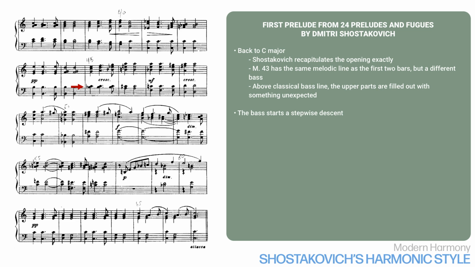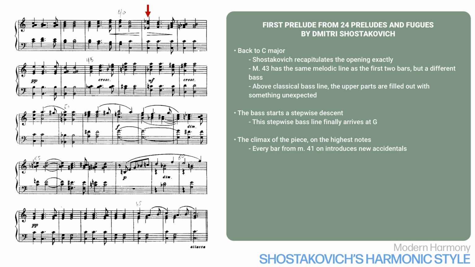Now the bass starts a stepwise descent. In measure 50 to 52, despite an octave displacement between B flat and A, this stepwise bass line finally arrives at G, the home dominant, where we have the climax of the piece on the highest notes. Now every bar from measure 41 on introduces new accidentals, so what we might call the rhythm of modulation intensifies a lot, especially compared to the original diatonic material that we just heard being repeated.